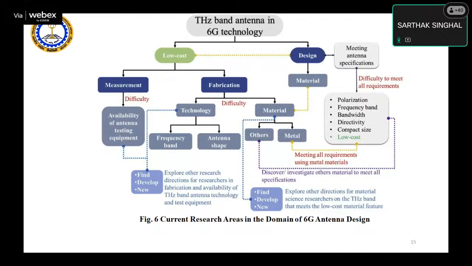But graphene is not suitable for lower frequency because its conductivity is nearly equal to that of copper. So fabricating using copper as the conducting metal is cheaper than developing the antenna with graphene.